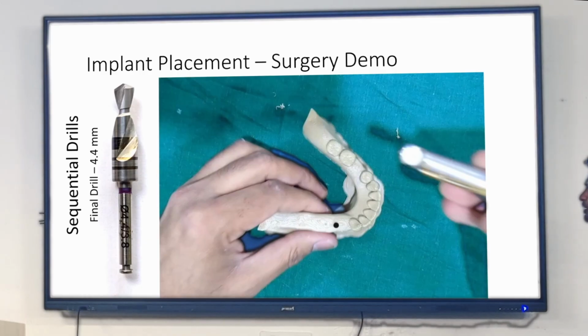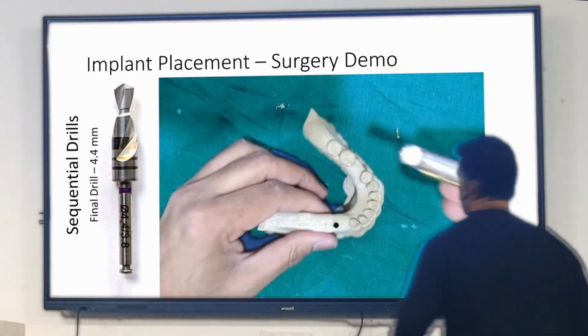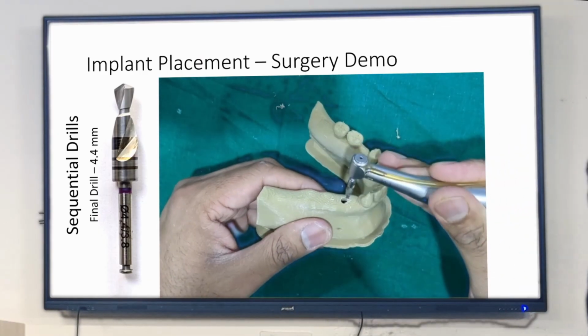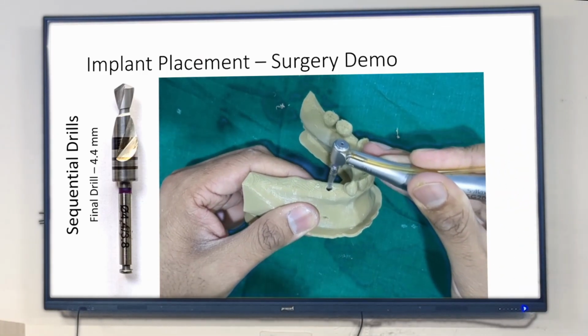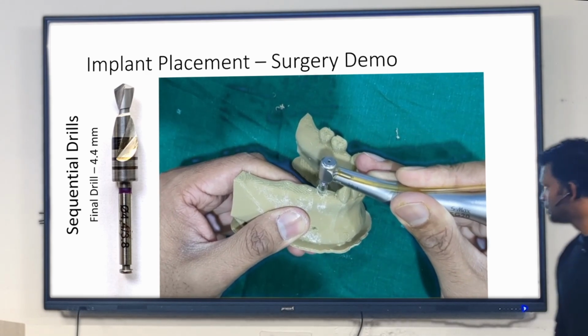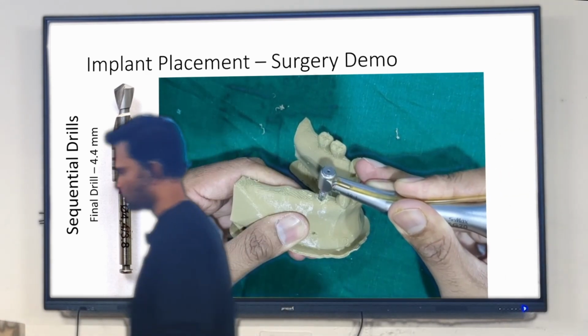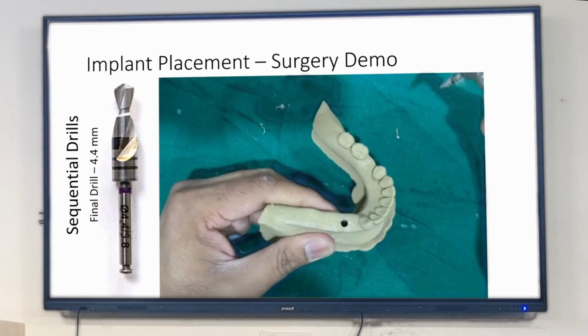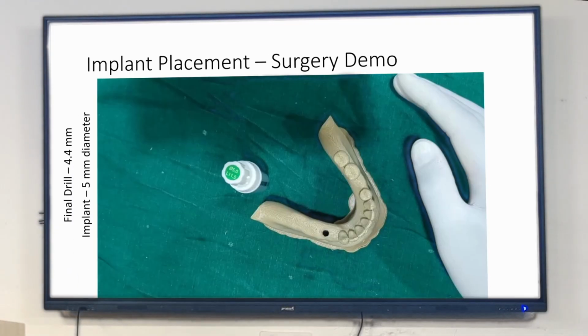and then the final sequential drill, that is 4.4 mm, in this case one size lesser than the implant size. So the final drill is one size lesser than the actual implant size. Okay, so the osteotomy site is now prepared. Now we are going to place the implant.